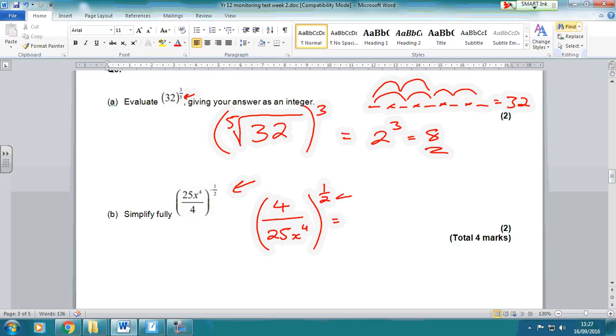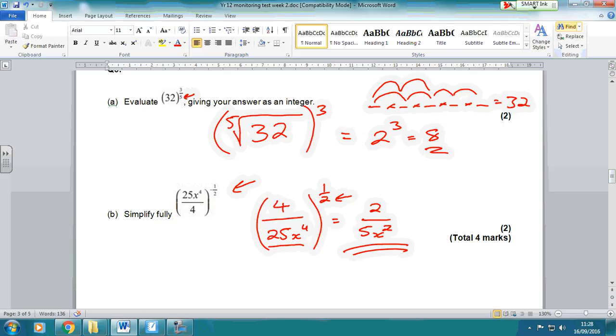So the bottom is the root, so that's going to be the square root. So we do the square root of 4, which is 2. We do the square root of this. So the square root of 25 is 5. And because we've got x to the power of 4, power of a half, we need to multiply the powers. So 4 lots of a half is 2. That's going to be x to the power of 2. That's it.